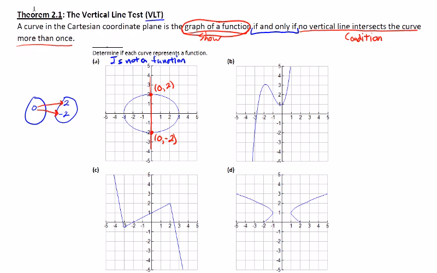If I start drawing vertical lines, and I can draw them anywhere, every time I draw a vertical line, it's only going to cross the curve once. So this is an example of a function. So I will write is a function. Take a look at part C. Start drawing vertical lines, and I know that my lines aren't perfectly vertical, but you can imagine that they are. And if I was to draw them, they would all cross only once. So C is also an example of a function.